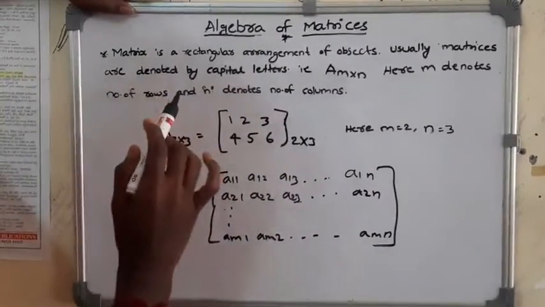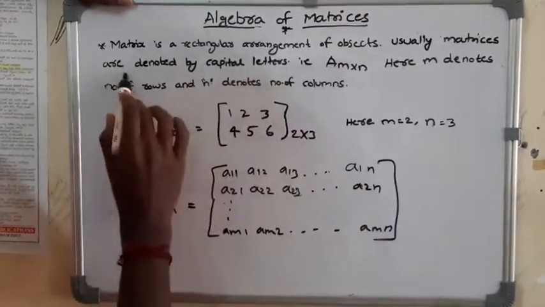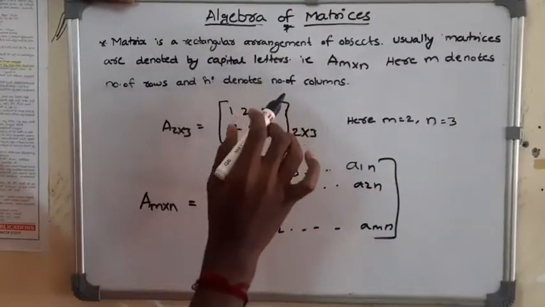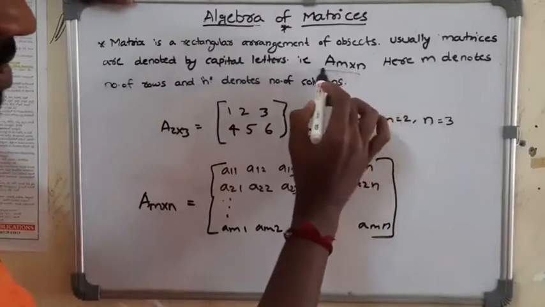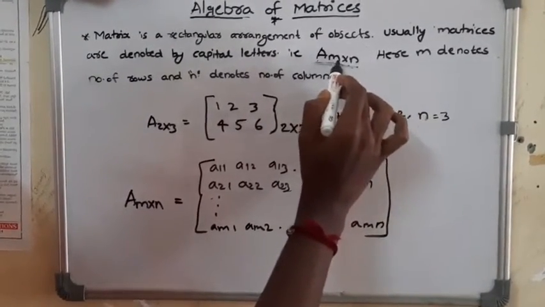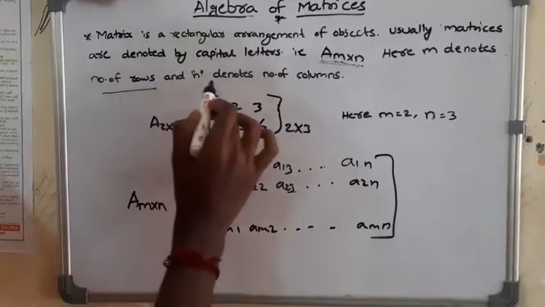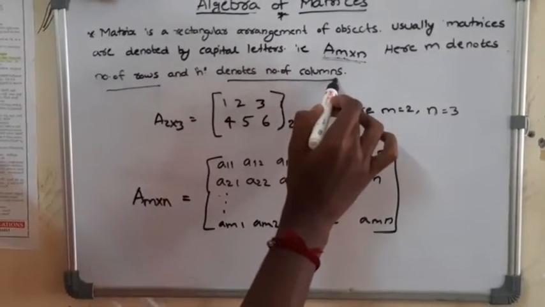First of all, what is a matrix? A matrix is a rectangular arrangement of objects. Usually matrices are denoted by capital letters. So matrix representation is denoted like this: A m cross n. It is read as A of m by n. Here m denotes the number of rows and n denotes the number of columns.